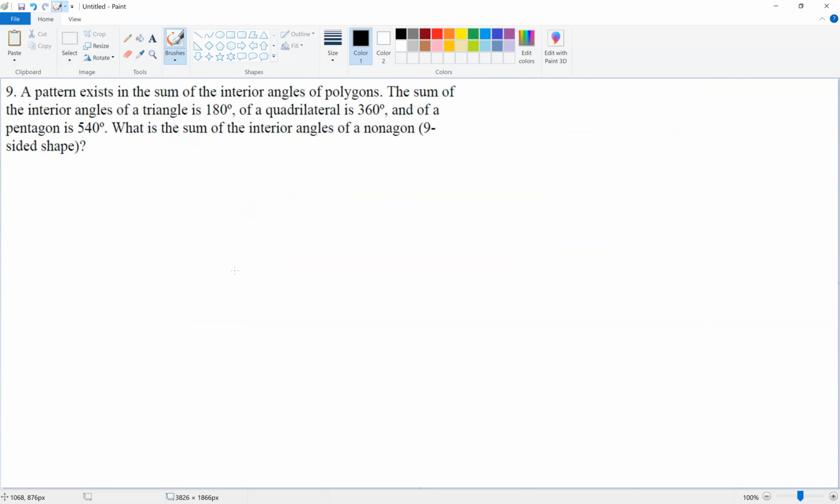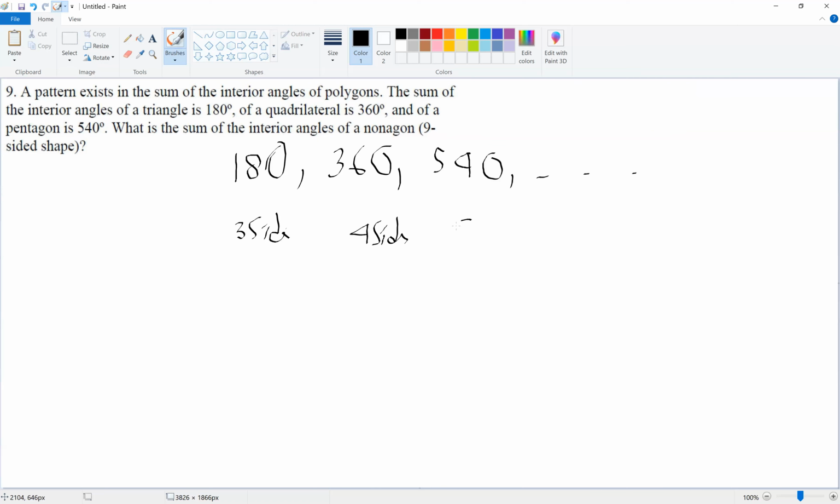Anika? So, for this one, the first term would be 180, the second term would be 360, and the third term would be 540. Since the triangle had 3 sides, the second term had 4, and the third one had 5. The one with 9 sides would be the seventh term.